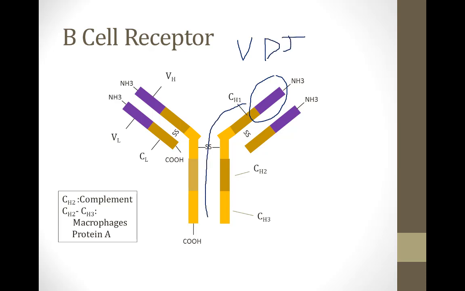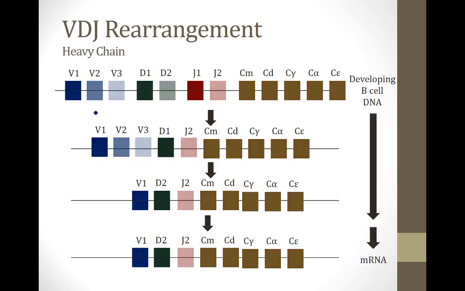And then the constant portion of the heavy chain, which is the yellow and brown part here, is encoded by a gene called a C gene. If we zoom in and look at the DNA of a developing B cell, we would see something like what's shown on the screen here.